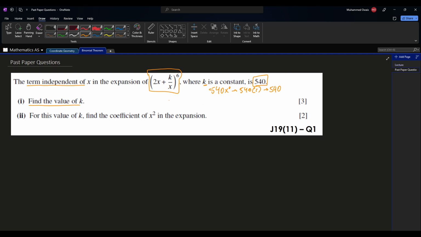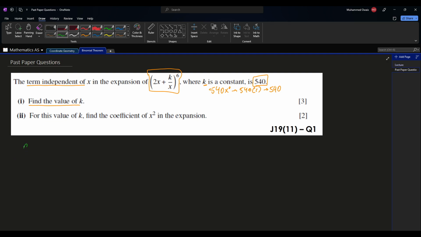So you know that the question always gives us hints about the answer. So what we can do is use what it is telling. It is telling us the term independent of x is 540. So what we can do is first find the term independent of x in terms of k.